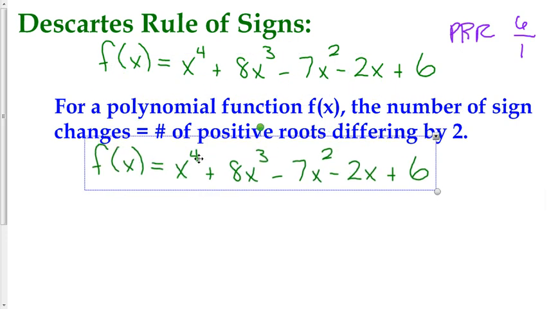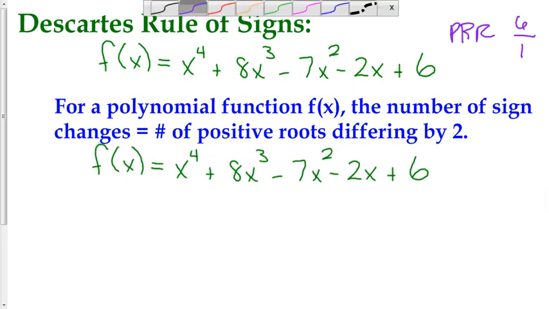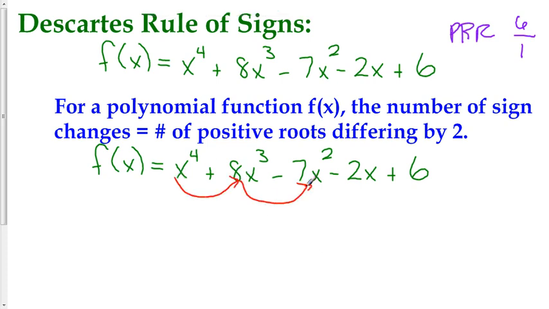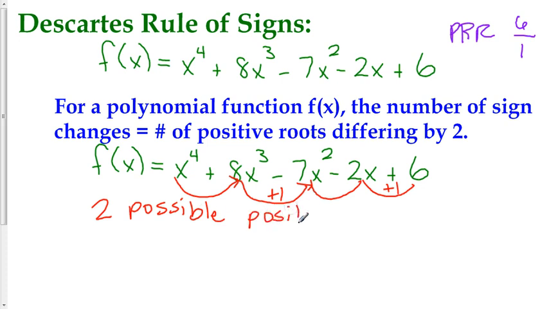if we want to know how many positive roots it has, all we have to do is count the number of sign changes. So from here to there is no sign change. From there to there is a sign change. Here to there, no sign change. And here to here, there is a sign change. So what that means then, because there are 2 sign changes, there are 2 possible positive roots right now.